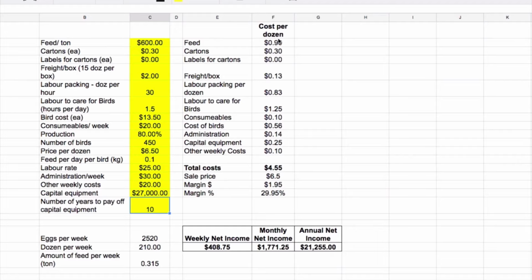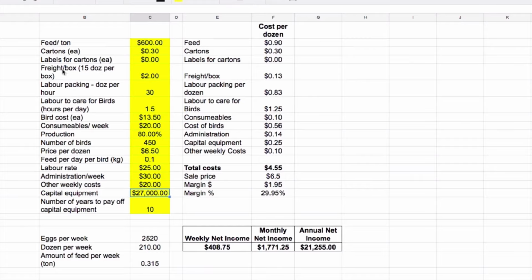So I'll show you over here, cost per dozen. Capital equipment, 25 cents. So for every dozen we send out, 25 cents of that is going to paying back the capital equipment for the next 10 years based on 80% production, 450 birds. So you can see here, your feed is 90 cents per dozen based on $600 a tonne. Your cartons are obviously 30 cents because it's a direct correlation. Nothing for labels. Freight per box is 13 cents per dozen.